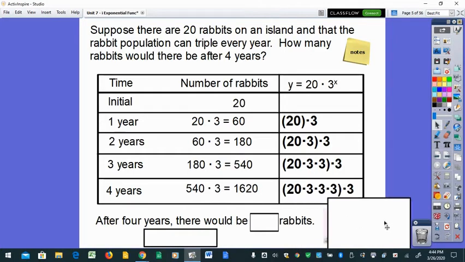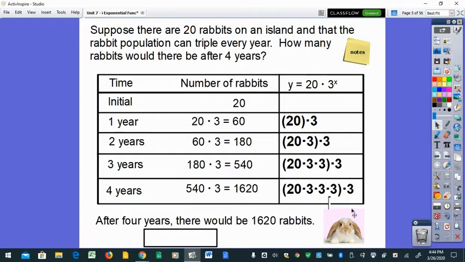And we would have multiplied that initial population by 4 factors of 3. And there would end up being 1,620 rabbits. If you look at this right here, you can see the formula developing with the start amount, and then it's times a base of 3, that factor of 3, and the x would be replaced by how many years. So if we put a 1 in for x, we would get the 60, and if we put the 2 in, we'd get the 180, and you can see where this formula develops.